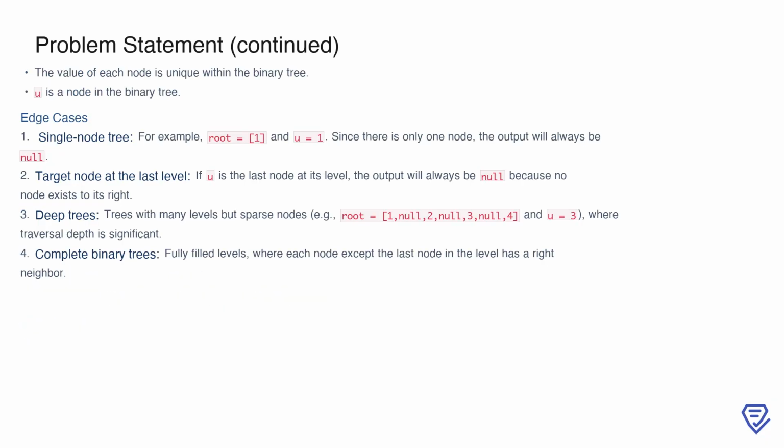There are a few important considerations and edge cases to keep in mind for this problem. First, in a single node tree, where the binary tree contains only the root node, the output will always be null, as there are no other nodes. Second, if the target node u is the last node at its level, the output will also be null, since no nodes exist to its right. Third, for deep trees with many levels but sparse nodes, a breadth-first traversal is necessary to ensure the correct level is processed. Finally, in a complete binary tree, where levels are fully filled, every node except the last one in its level will have a right neighbor. These edge cases emphasize the importance of understanding the tree structure and its traversal to accurately solve the problem.